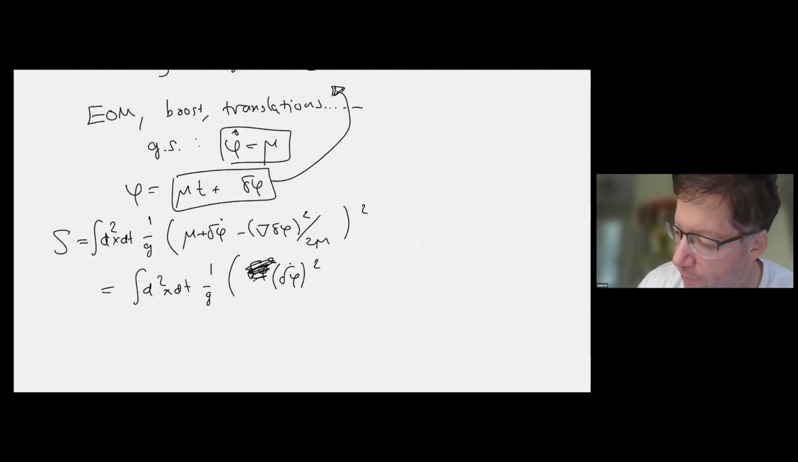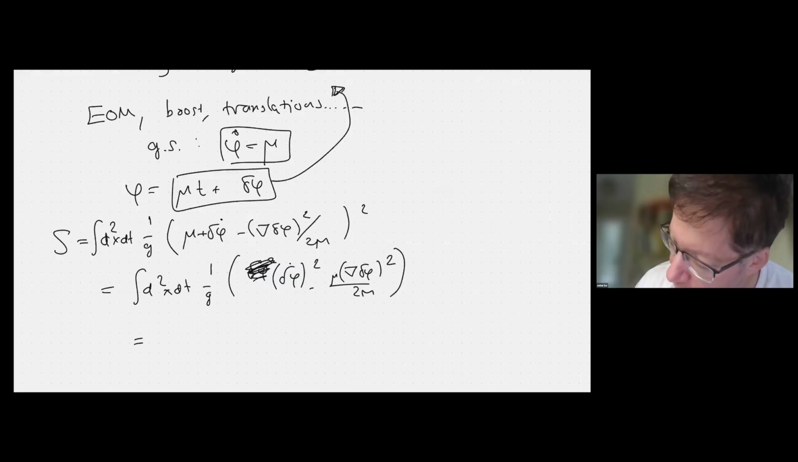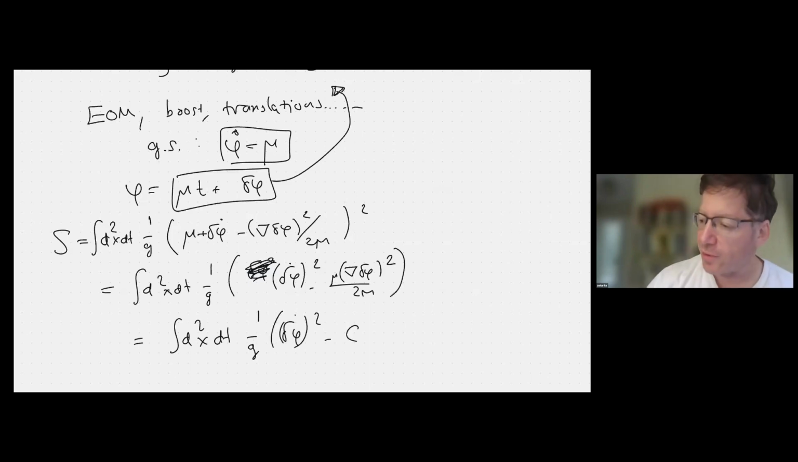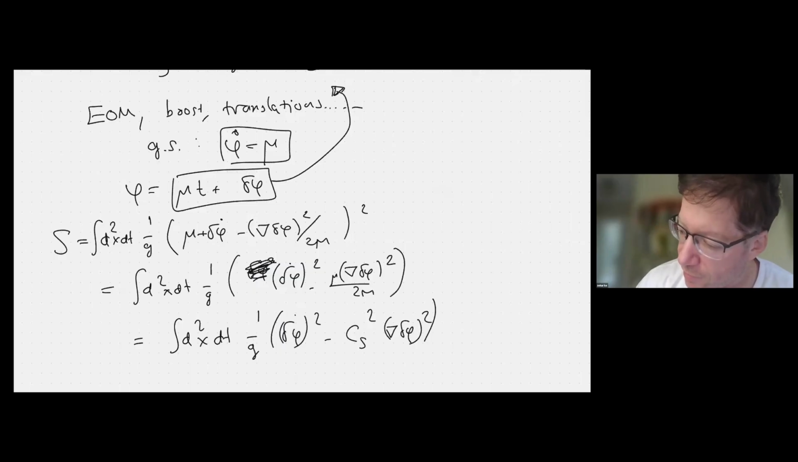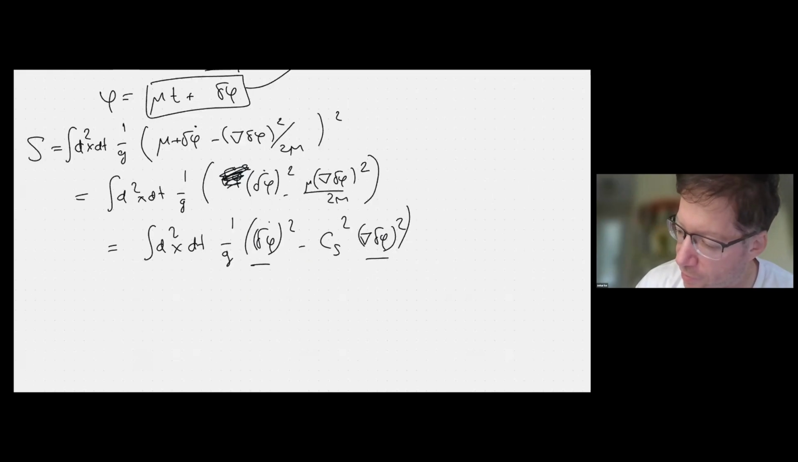from the second term, we get a grad delta phi squared. Maybe there is a factor of mu over 2m, and maybe there is a minus sign here. So this is equal to, now we'll see if I haven't made a mistake, delta phi dot squared. That should be equal to that. So that looks like a relativistic theory for delta phi, where the speed of light is replaced by the speed of sound squared.